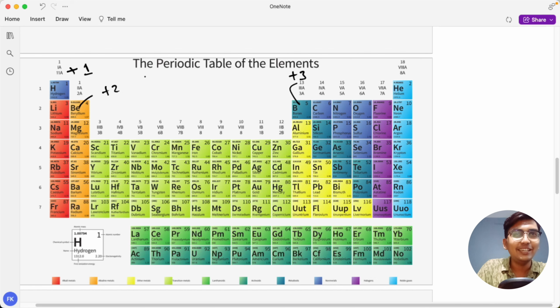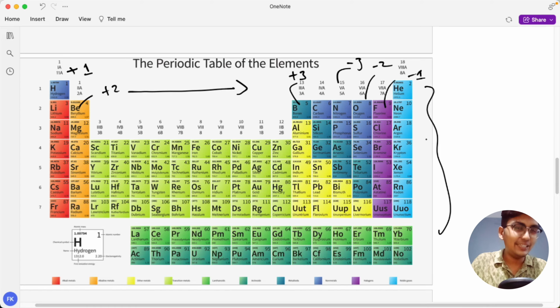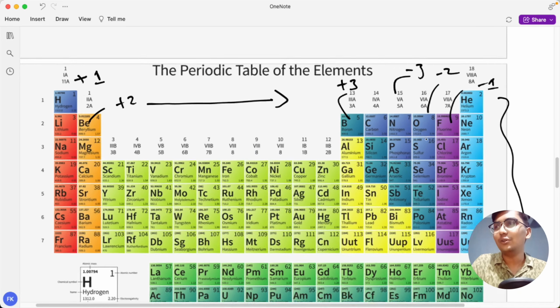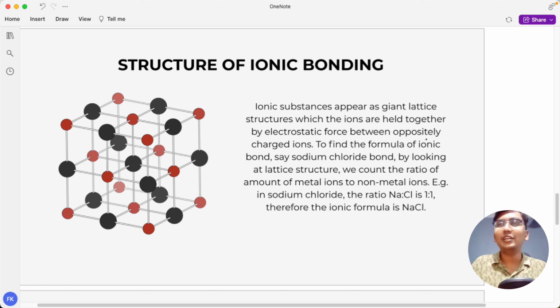As you can see, the number of electrons lost increases from left to right until group 3. From group 5, you can see it forms negative ions, which means groups 1 to 3 form positive ions, and group 5 forms a negative ion, minus 3. Then group 6 forms minus 2, decreasing order. Group 7 forms minus 1. However, group 0 doesn't form any type of ions because they are noble gases. Now let's look at the structure of ionic compounds.